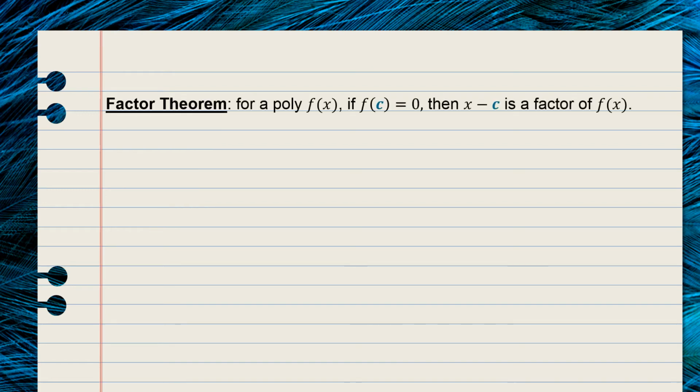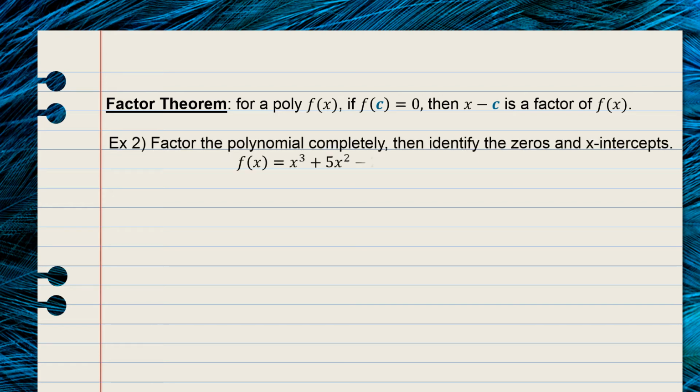That brings us to the factor theorem. The factor theorem states for a polynomial f of x, if f of c equals 0, then x minus c is a factor of f of x. In other words, if your remainder is 0, then you've identified a factor.